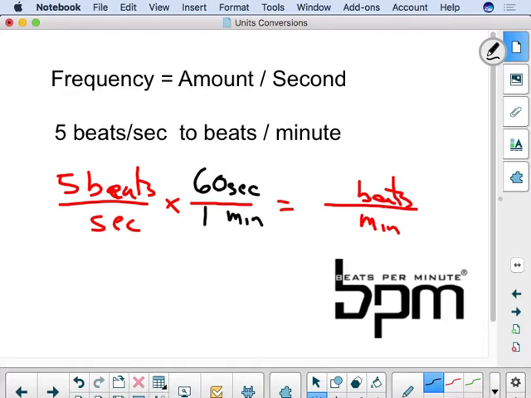60 times 5 is? Pretty fast pace. 300 beats per minute. Seconds cancel out. If it's in the bottom, put it in the top.